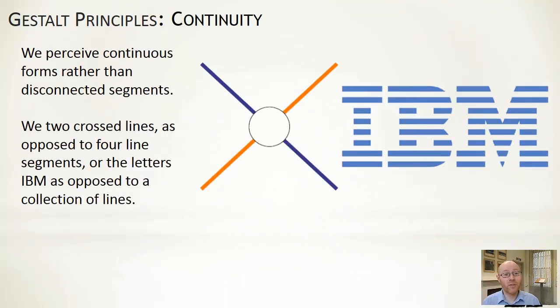Next up is the principle of continuity, and this says that we perceive continuous forms rather than disconnected segments. IBM's logo is quite a famous one, where we look at that and we don't have any difficulty recognizing the I, the B, and the M, and we perceive it in that way. Likewise, if we have the crossed lines, there are different ways of interpreting this. This could be a circle with 4 different line segments coming out from it. But we're more likely to look at those line segments and to imagine them as continuous, that the circle notionally sits on top of a continuous line as opposed to 2 separate lines.